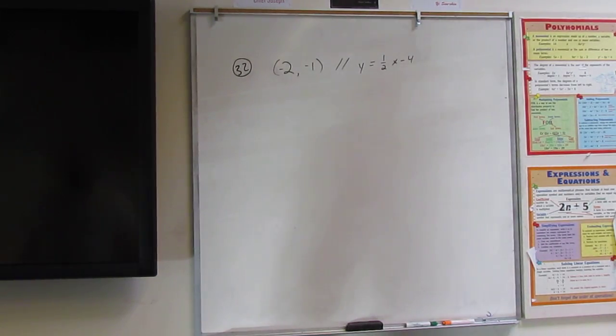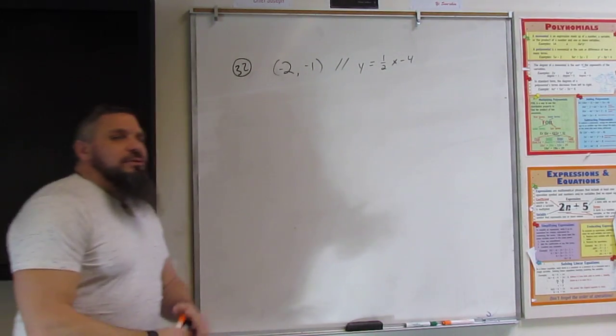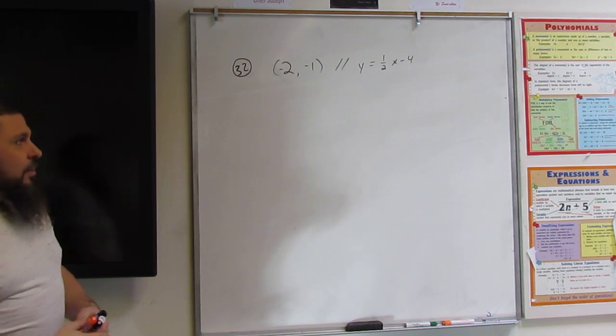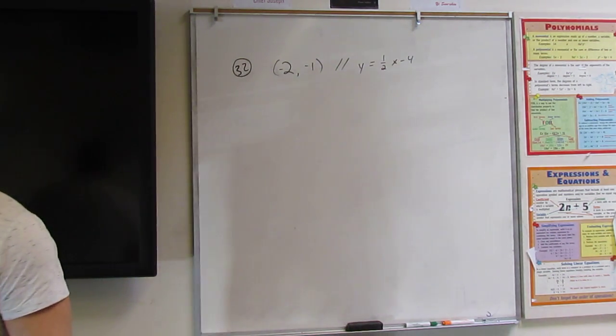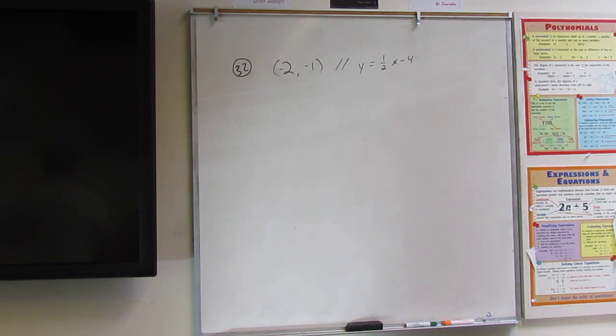All right. So, what do I do first? What's the most important part to finding the point? We want to find the equation that goes through a point that's parallel to this equation. So, what do I need to write an equation? What are the two things I need to write an equation?